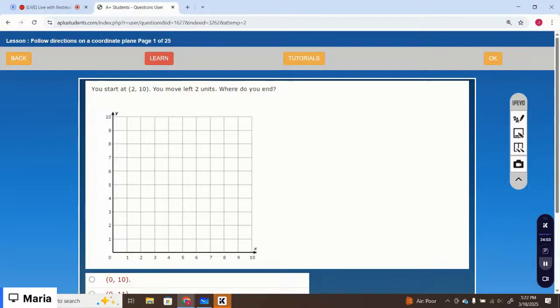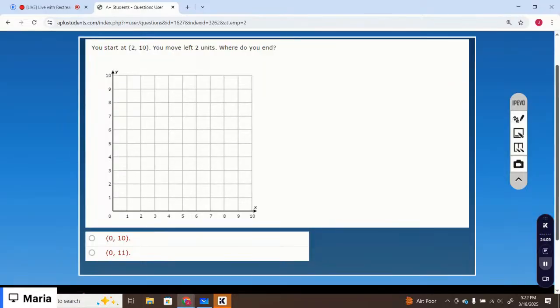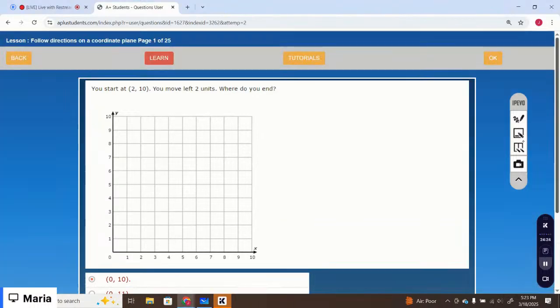You start at 2, 10. You move left 2 units. Where do you end? X is 2, Y is 10. From here where you started, you move left 2 points, so you end up here. So that is 0 and 10. Option number 1 is the correct option. 0, 10 it is.